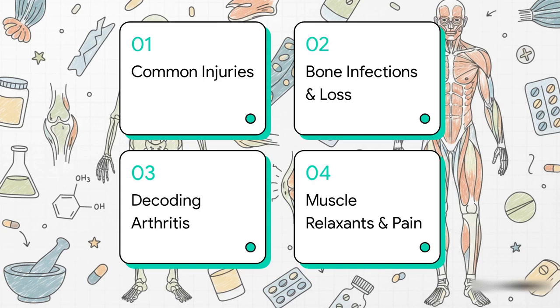First, we'll tackle common injuries. Then, we'll get into the more serious stuff like bone infections and osteoporosis. After that, we are going to decode the 3 main types of arthritis you've got to know. And we'll wrap it all up with a quick-fire review of muscle relaxants that I promise you will see on your exam. Let's do this.